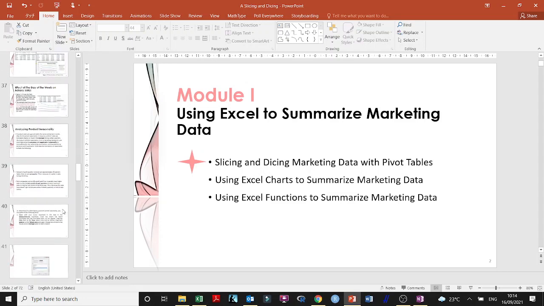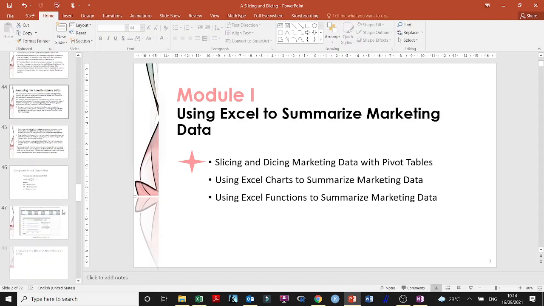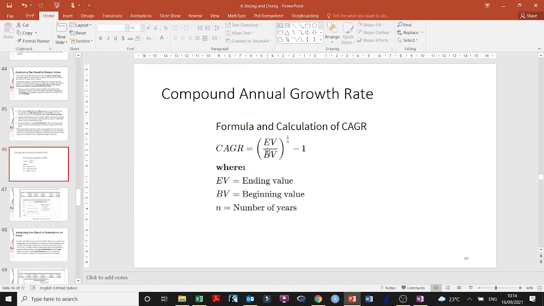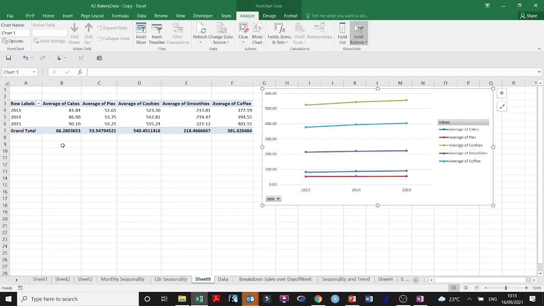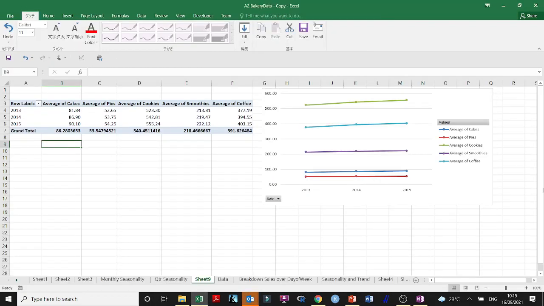So now that you remember that, hopefully, let's go back to the slide. Basically the ending value over the beginning value to the power of 1 over the number of years, how many years you've been in business, minus 1. All right. So how are we going to do that? We're going to do that as you can see here.